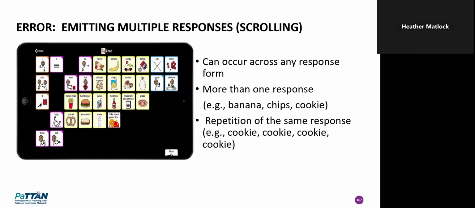Right? Another possible example is repetition of the same response. So the learner might emit the same response in a repetitive way. Cookie, cookie, cookie. And this might technically, again, be the correct response. But if I honor this instead of correcting it early on, that repetitive behavior can be really difficult to address and try to correct later.